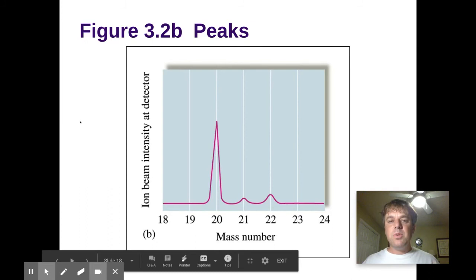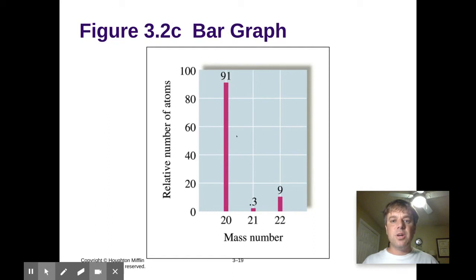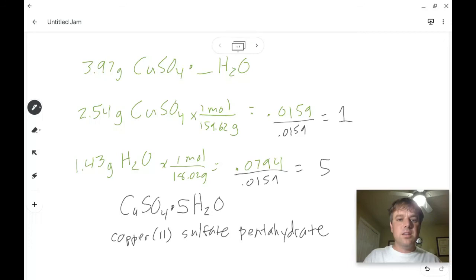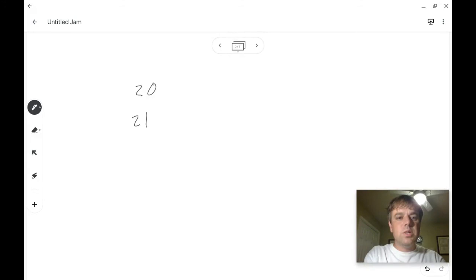This is it in a bar graph form as well. Shows relative number of atoms. You could actually perform a detailed calculation with this, where if this relative number is a percent, you could say, well, we have masses of 20, 21, and 22, and it's 91% that, so times 0.91, and times 0.003, and times 0.09, or 9%.